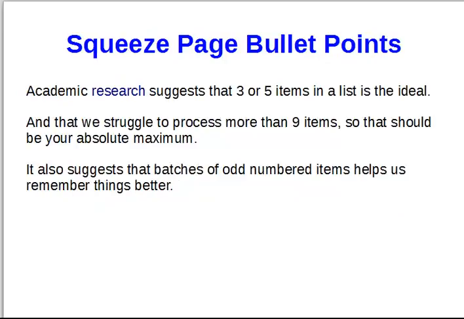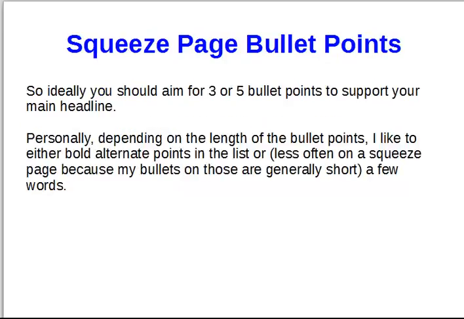And some academic research I found suggests that 3 or 5 items in a list is the ideal number, and that we struggle to process more than 9 items, so that should be your absolute maximum. It also suggested that batches of odd numbers of items help us to remember things better. So I know you're not particularly trying to get people to remember things on your sign-up page, but if they remember you, that's useful.